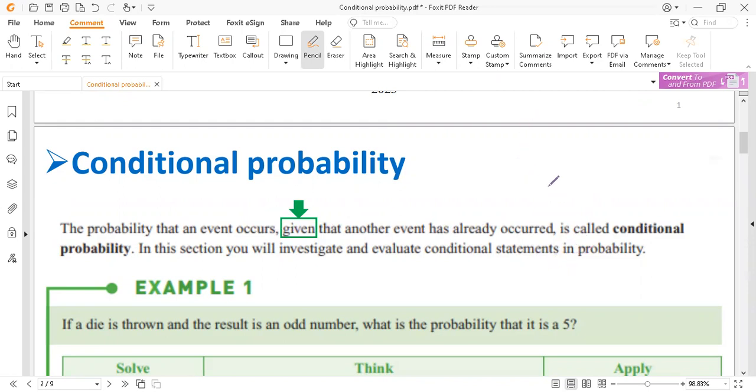So, for example, we are going to calculate and evaluate the probability of an outcome in the second stage if another outcome has already occurred in the first stage. It's called conditional probability. So normally when we see terms like given, if, or such that, these are the keywords of conditional probability.